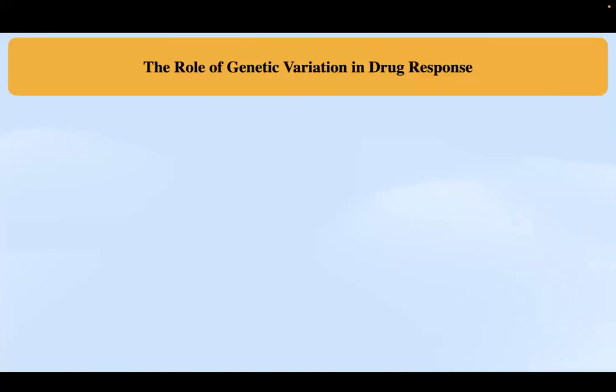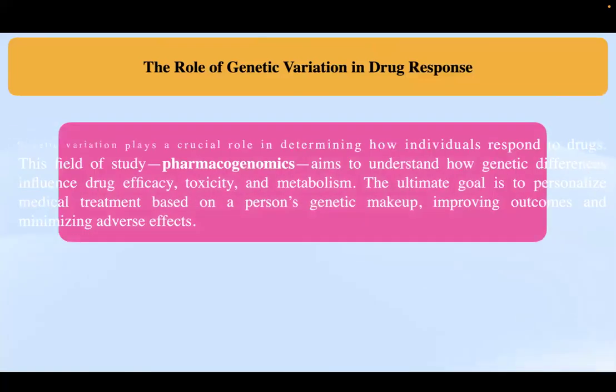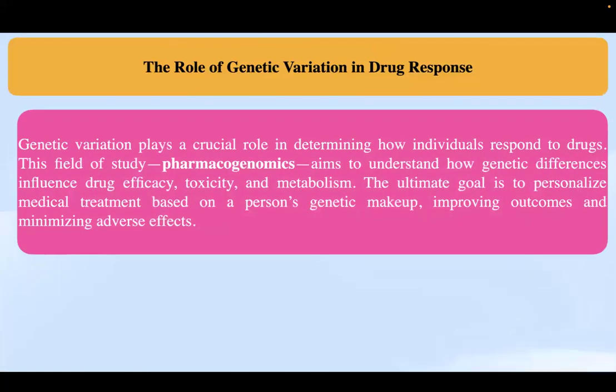Okay, what is the role of genetic variations in drug response? Genetic variation, meaning mutation, duplication, etc., plays a crucial role in determining how individuals respond to drugs. This field of study, known as pharmacogenomics, as is now clear, aims to understand how genetic differences influence drug efficacy, toxicity, and metabolism.